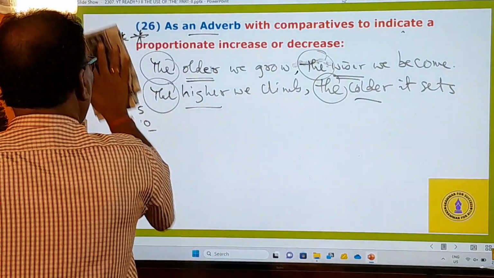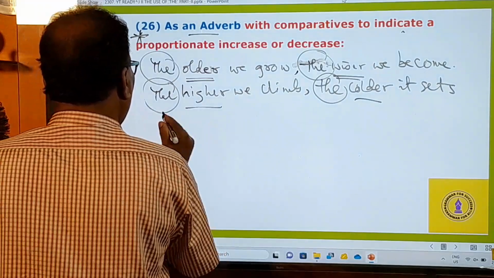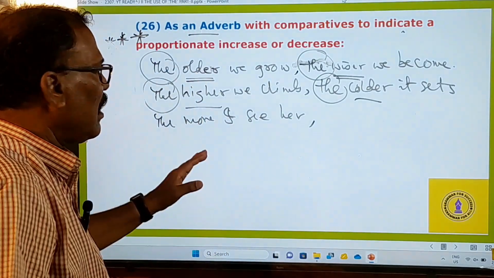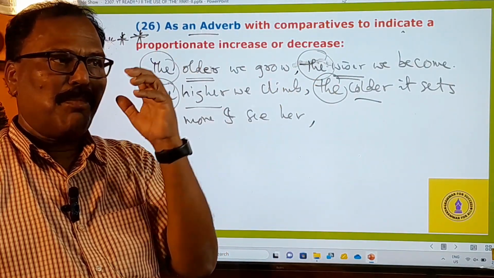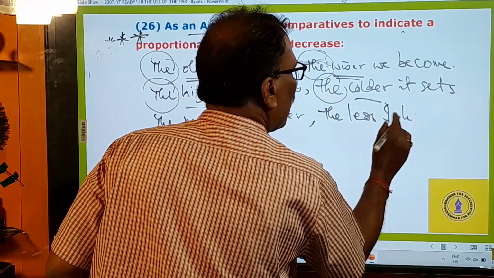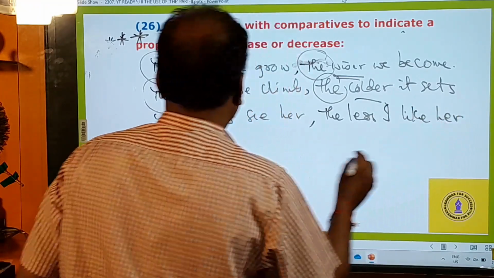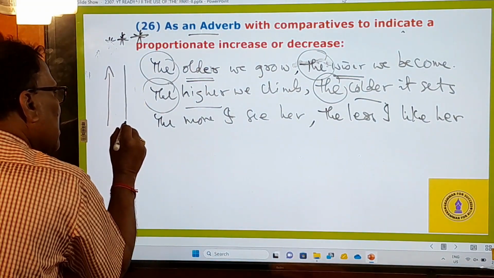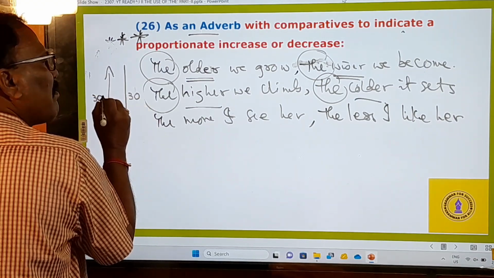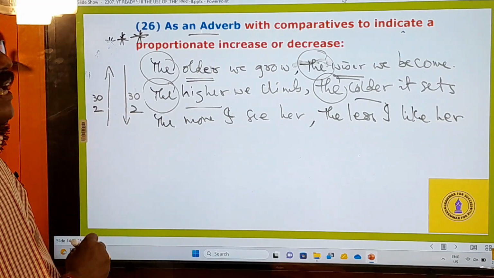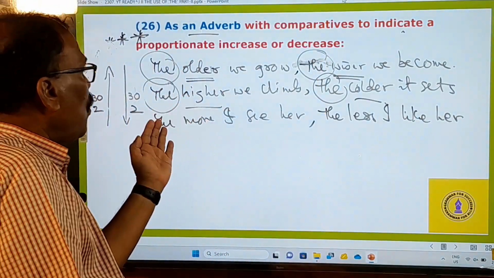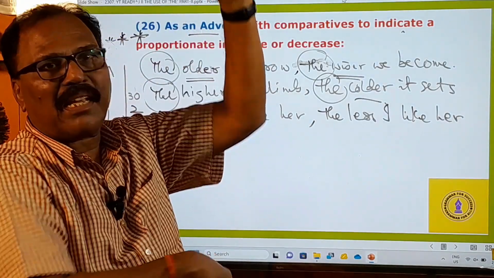And here, one more example I would like to give you to make you understand. Look at this example, dear test takers. The more I see her, the less I like her. If I see her for half an hour, I dislike her for half an hour. If I see her for 2 hours, the less I like her. जितना उसको देखेगा उतना उसको लाइक नहीं कर रहा हूं मैं. The more I see her, the less I like her.